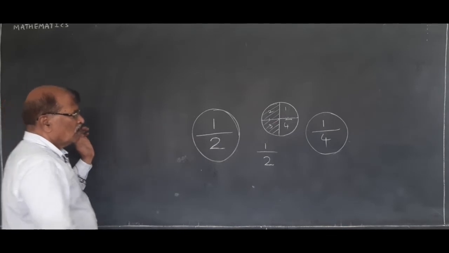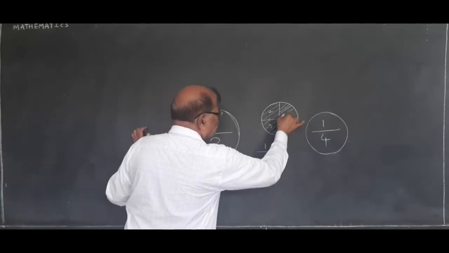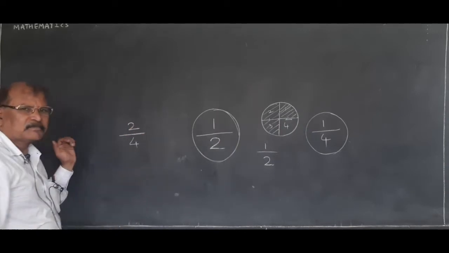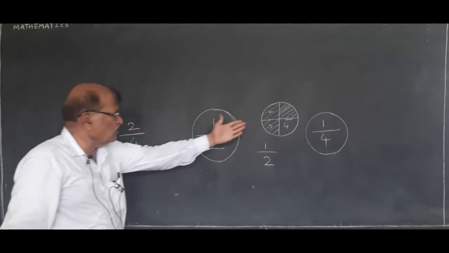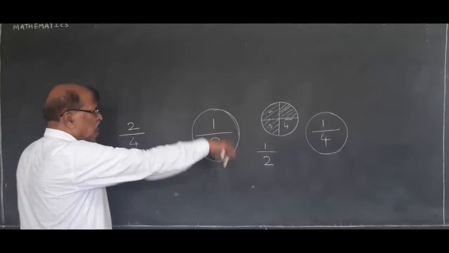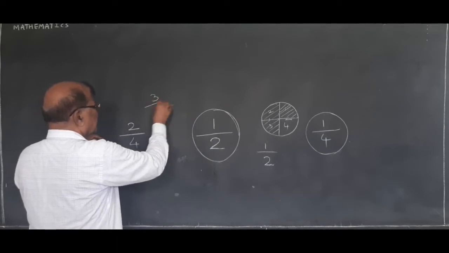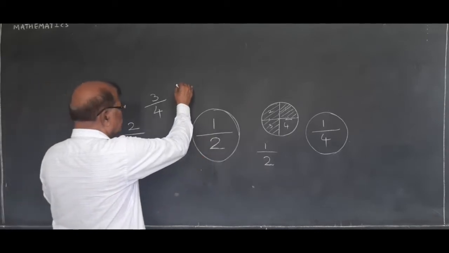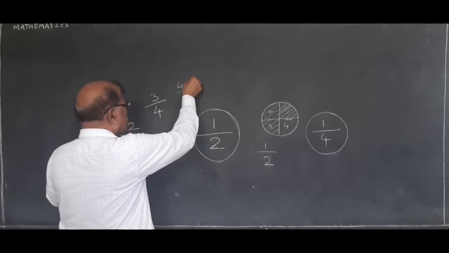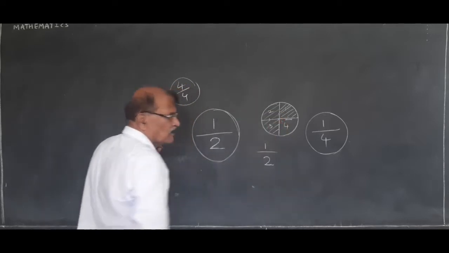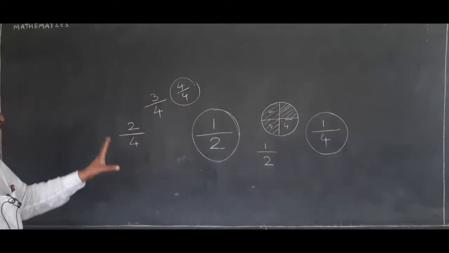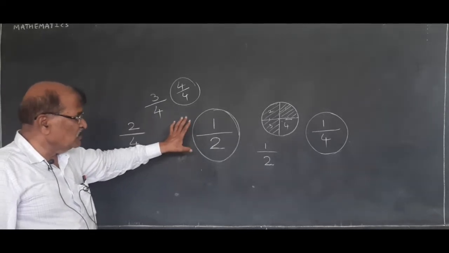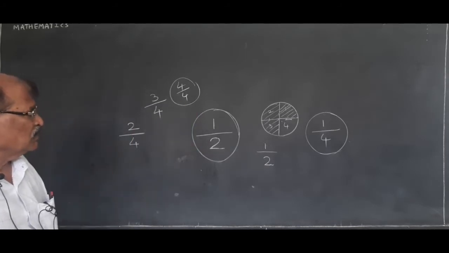Suppose you have given these two parts to one person, two parts are given out of four parts. Suppose you have given three parts of the roti to one person, three parts out of four parts. Suppose you have given four parts to one person, 4 by 4, the total roti is given to one person. So this is the way of representing rational numbers. This is the need of rational numbers.